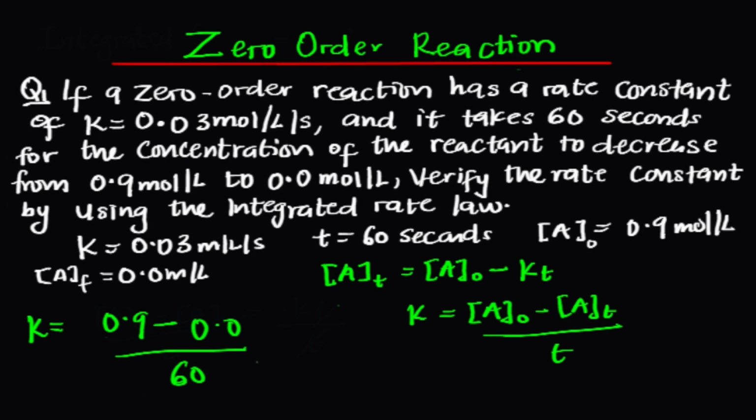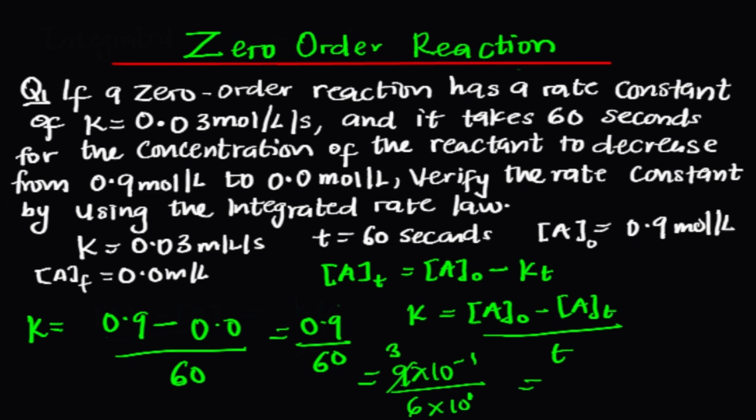So if we go ahead and solve this, we have 0.9 divided by 60. If we are not using a calculator, we're going to have this to be 9 multiplied by 10 raised to the power minus 1, divided by 6 multiplied by 10 raised to the power 1. If you bring this to the top, we have 9 divided by 6. 3 goes into 9 three times, and 3 goes into 6 two times, then 3 over 2 is 1.5. So I'm going to have 1.5 multiplied by 10 raised to the power minus 1, and this simply becomes 1.5 times 10 raised to the power minus 2.